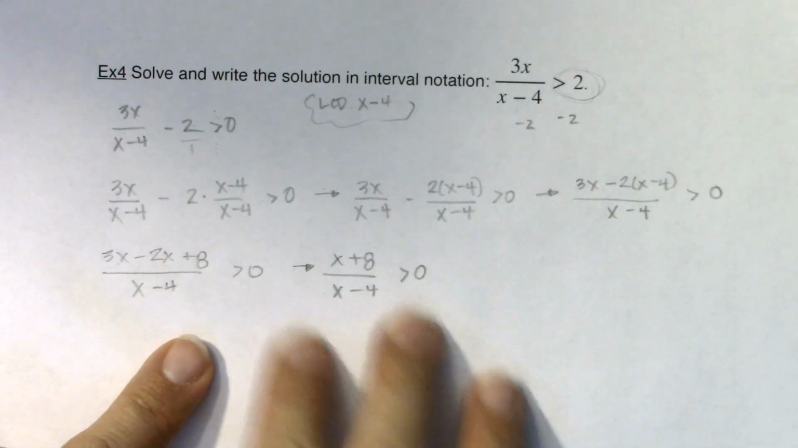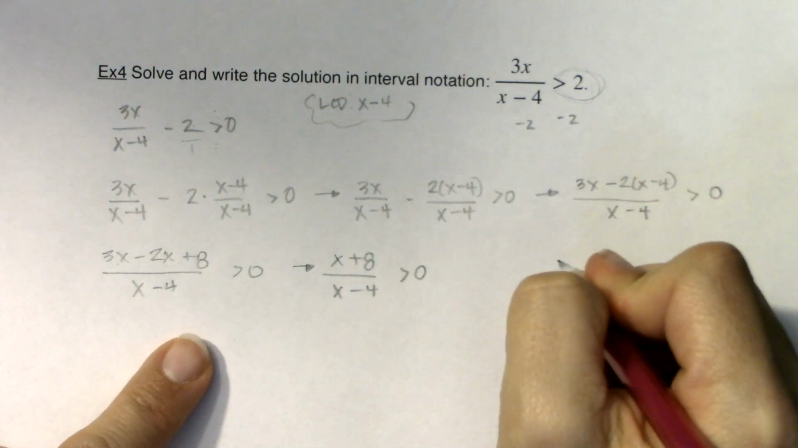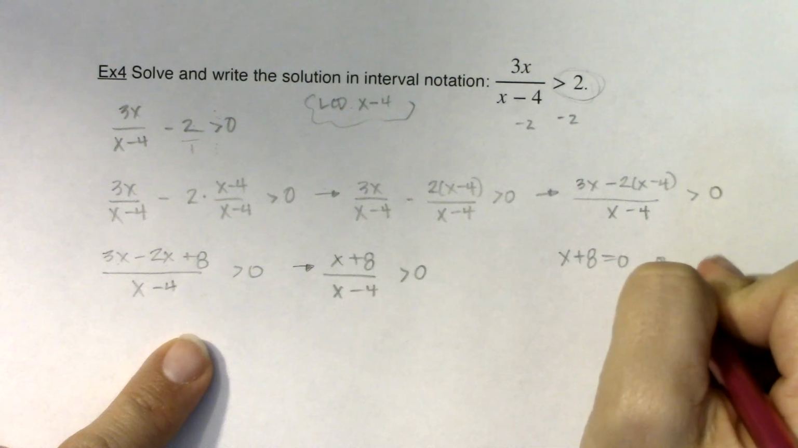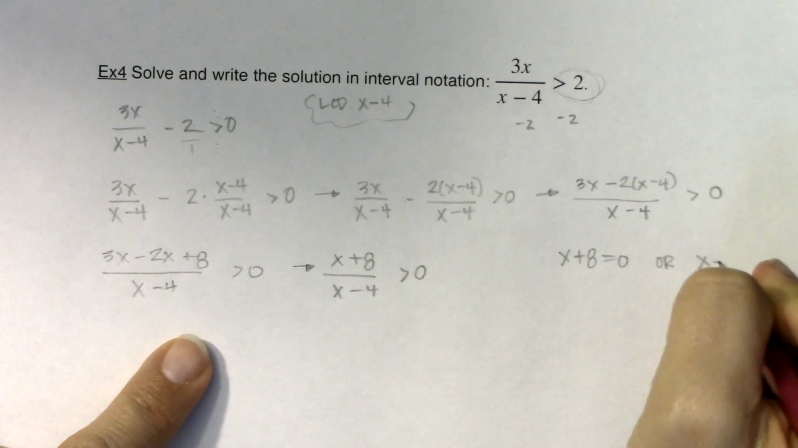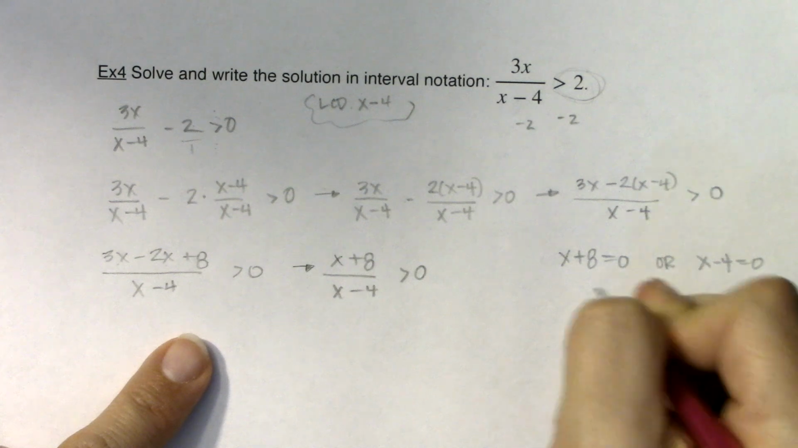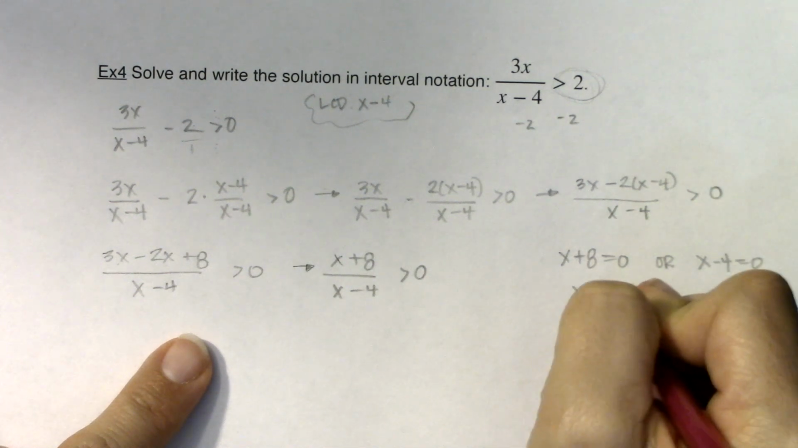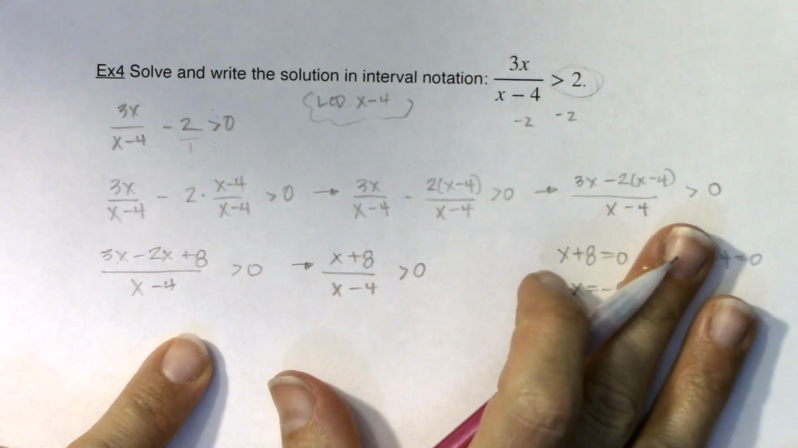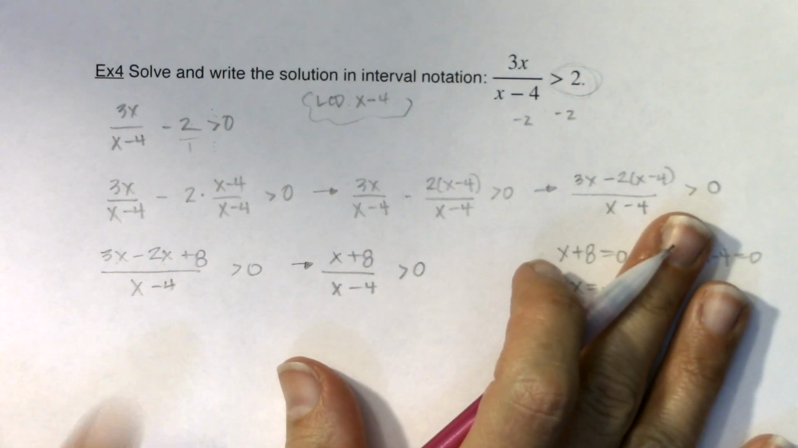So from here, once you get that simplified, it's a matter of setting numerator and denominator to 0. If I want to see where the numerator is 0, that's when x plus 8 is 0. When is the denominator 0? That's when x minus 4 is 0. So my two interesting x values are negative 8 and 4. And when I say interesting, those are the ones that are going to show up on my sign pattern.